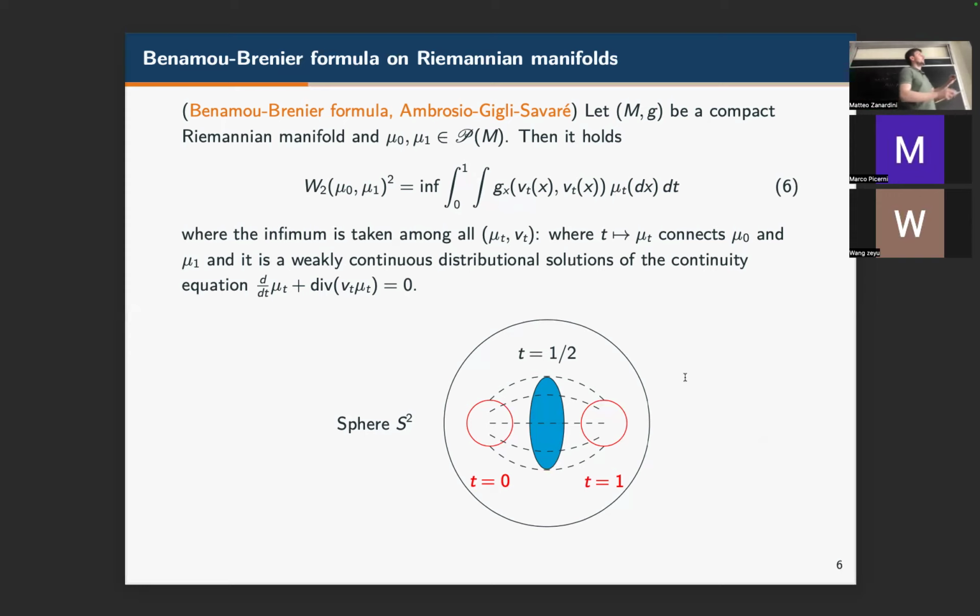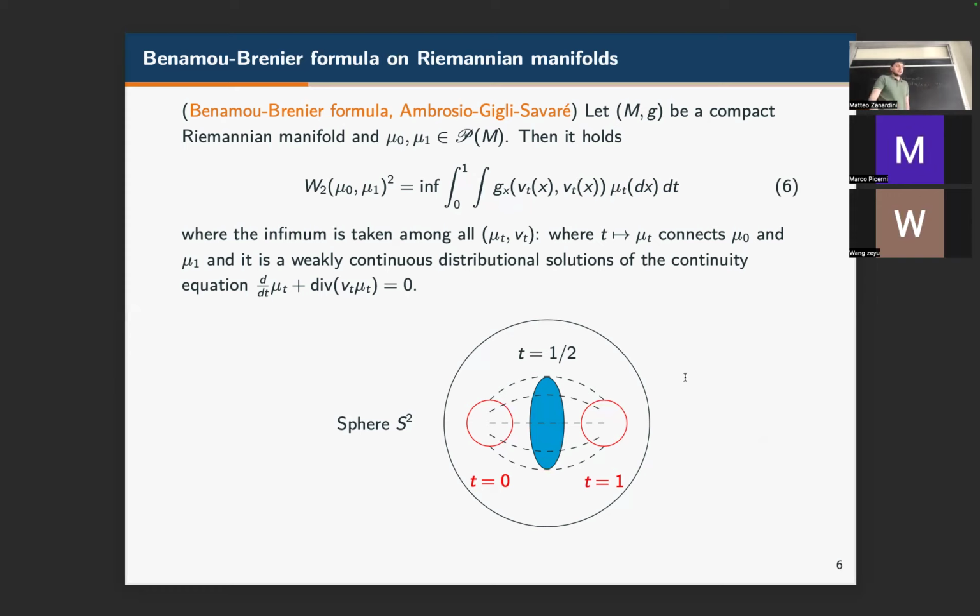And how do we connect mu_t and v_t? Well, it is the solution, in the sense of distributions, of the continuity equation. We should say: the derivative in t of mu_t plus the divergence of v_t mu_t is equal to 0. Distribution means you test with continuous, infinitely differentiable functions, compactly supported both in time and space.